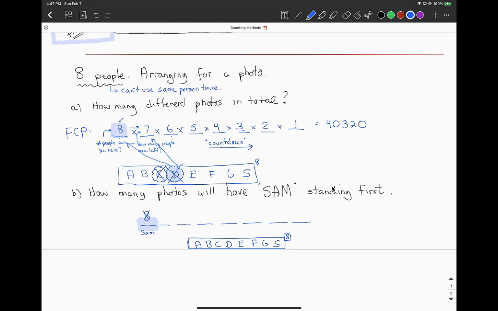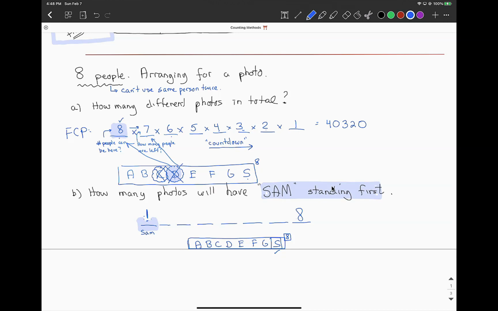And so I do see 8 people, but 8 people aren't allowed to be here because I made a very specific statement that Sam has to be standing first. And so this is Sam's spot. There is only one Sam. I mean, that's kind of a given here. And so what we would say is that there's only one choice. There's not 8 choices. There's only one allowed person in that spot. And we do these first. We really do want to lock down these restrictions.